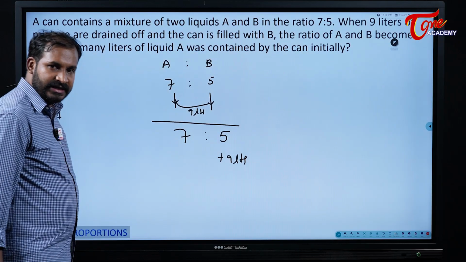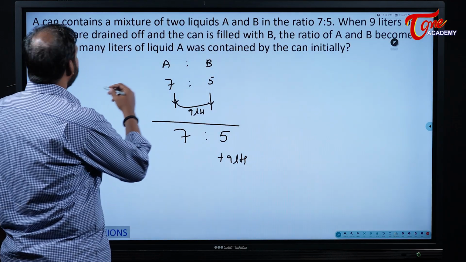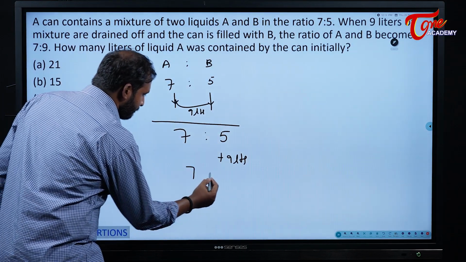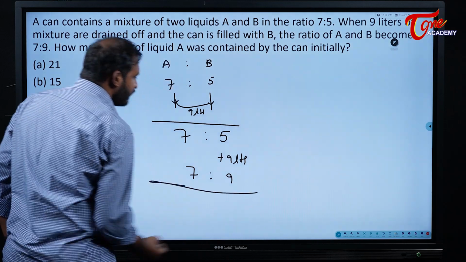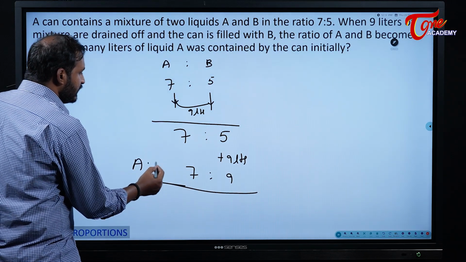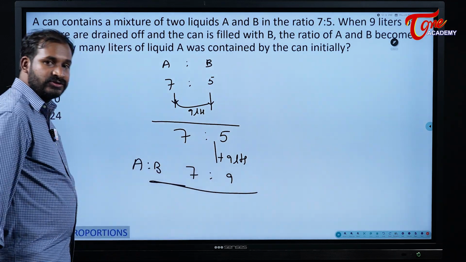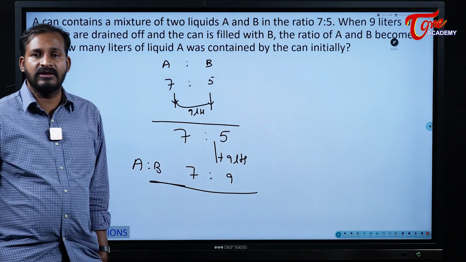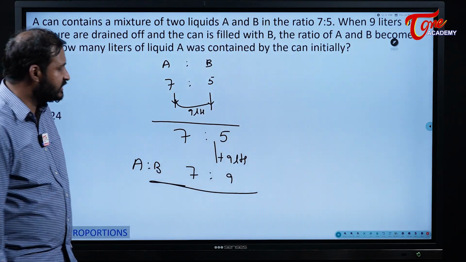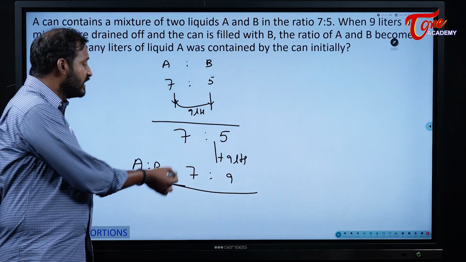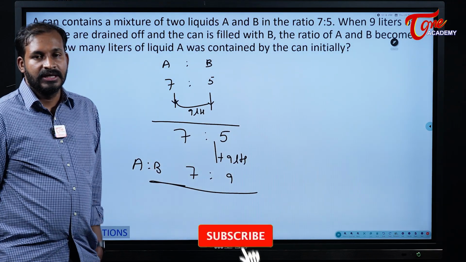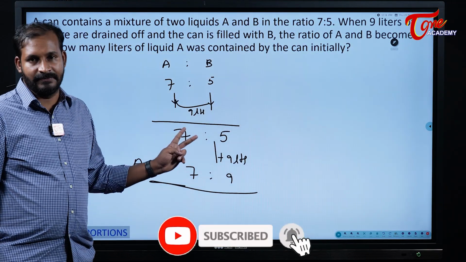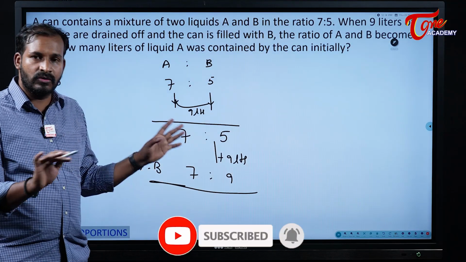Now, when I add 9 liters of liquid B to this one, the ratio became 7:9. Actually speaking, is there any change in the quantity of A? No, there is no change in the quantity of A, and luckily here the A quantity is same. If they are not equal, first of all equalize them. Anyway, here it is equal, so no need to worry.